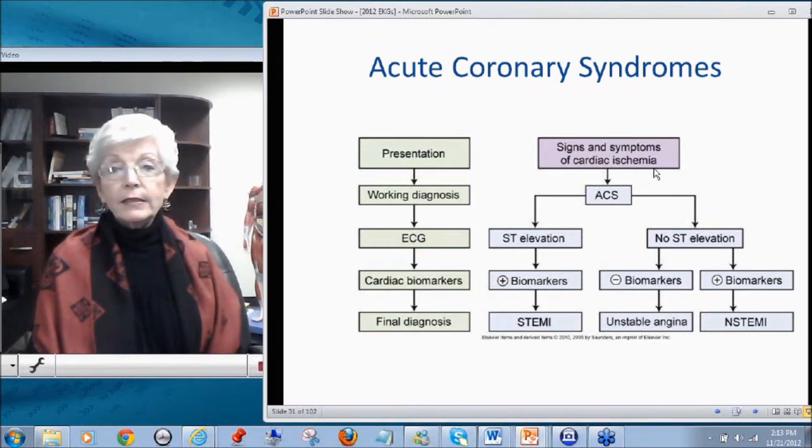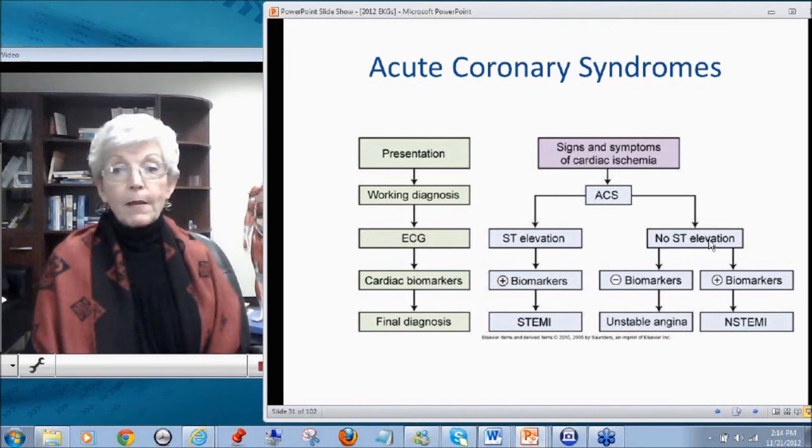But if I'm having signs and symptoms of ischemia, I want to do my EKG, and I want to say, do I have ST segment elevation or not? If I have ST segment elevation, do I also have cardiac biomarkers that are positive? Do I have positive troponins, CKMBs? If so, ST elevation and positive biomarkers, I have an ST elevation myocardial infarction. I have a STEMI. Well, what if I don't have ST elevation and I don't have any positive biomarkers? Well, I'm just at unstable angina here.